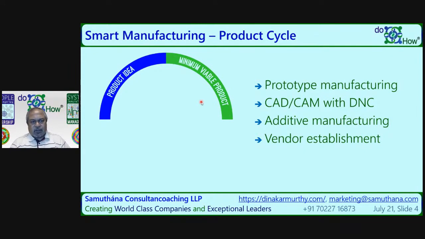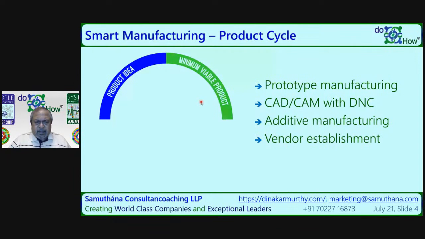I think you must have heard of this word. MVP is what it is called. That means it's a product which can be shown to the customer for tasting, which can be used for initial trials, functional trials, or field trials or whatever kind of trials. So this product has to be manufactured first. That means you have an idea, and from the idea it has to come to the product.